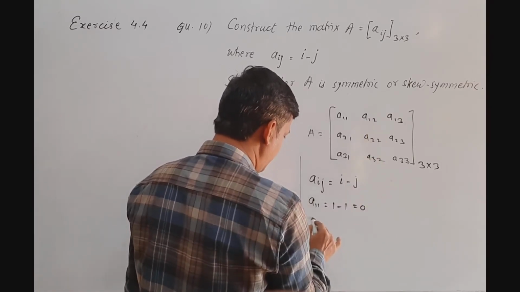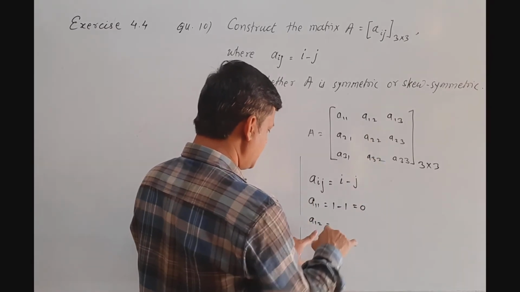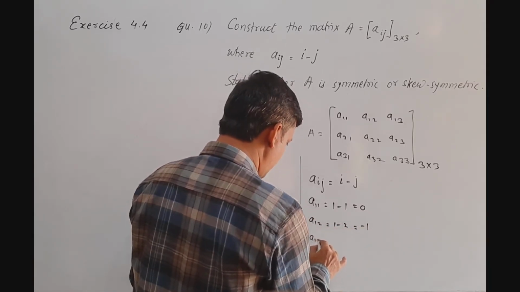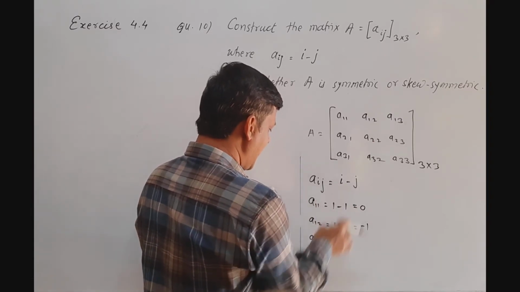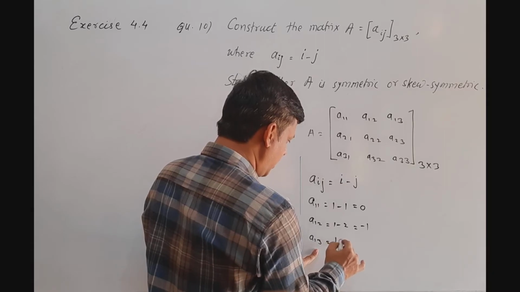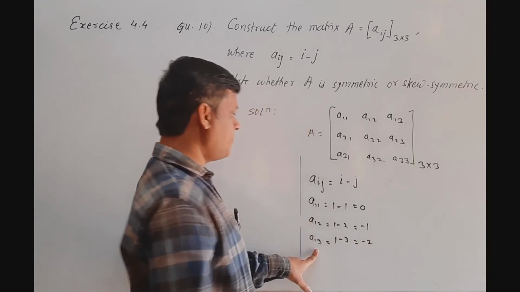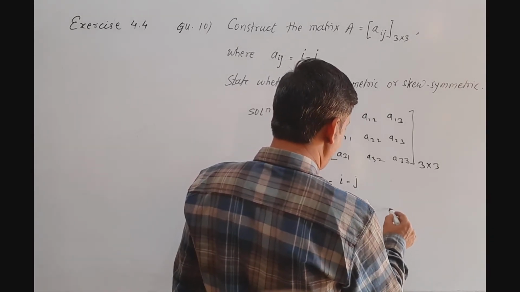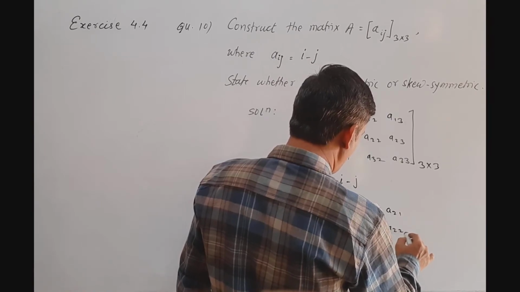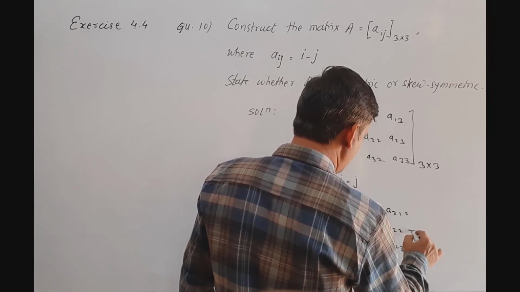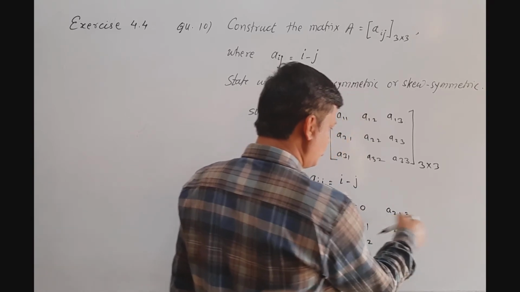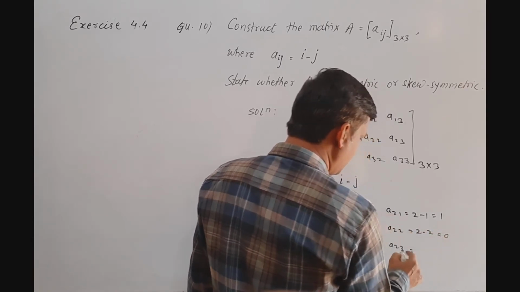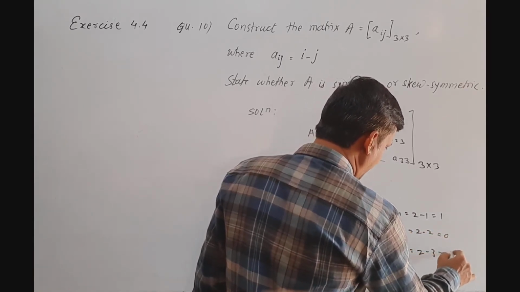Then we have to find A12. A12 means i is 1, j is 2. So 1 minus 2 which is equal to minus 1. Then we have to find A13. That means i is 1, j is 3. So here we get 1 minus 3 which is equal to minus 2. Then next for second row elements, we have to find A21, then A22, then A23. So i is 2, j is 1, so 2 minus 1 we get 1, 2 minus 2 we get 0, then 2 minus 3 we get minus 1.